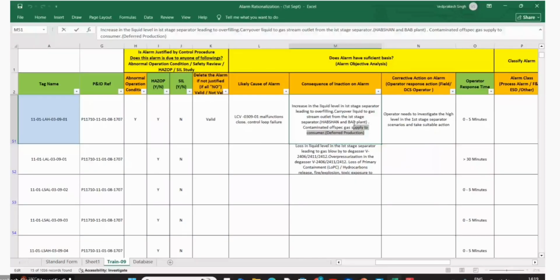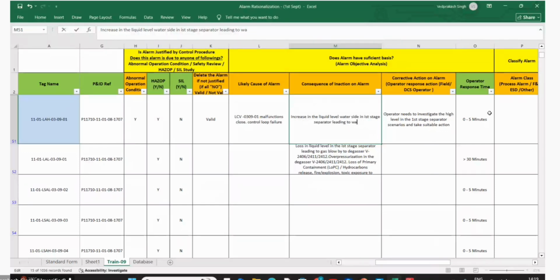So, increase of high level in the first stage separator, high level water, increase in level on the water side, right? In the first separator, leading to water carryover. Yes, during the upset, water carryover. During the upset, everyone is talking about the final. Yes. And ultimately, maybe flooding.